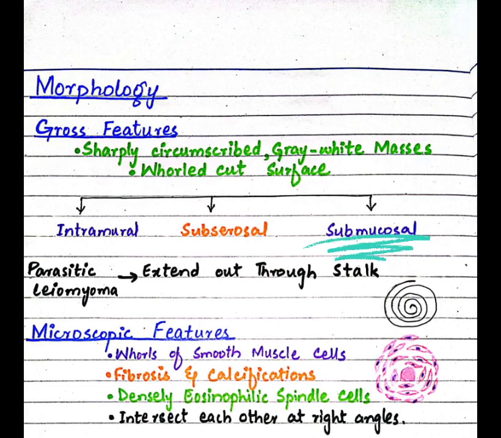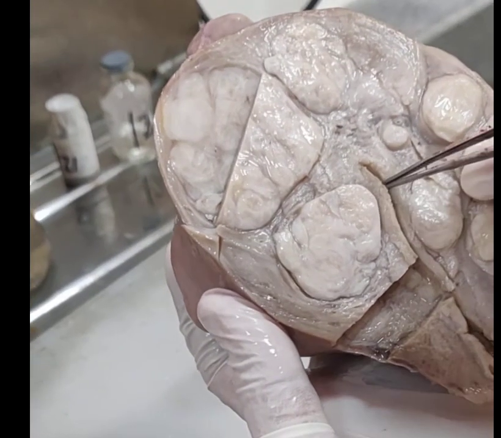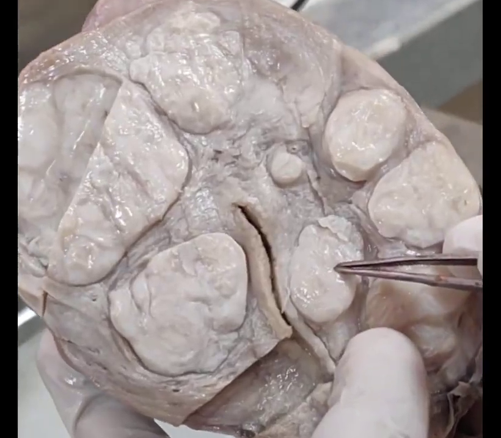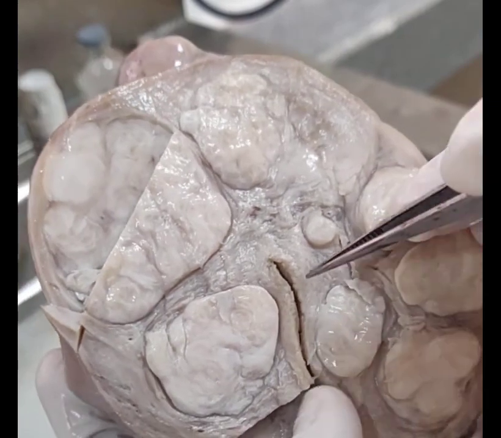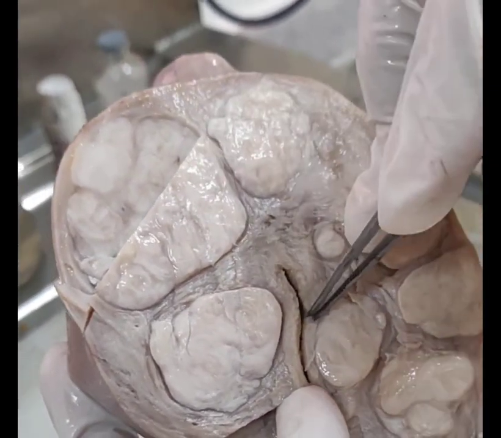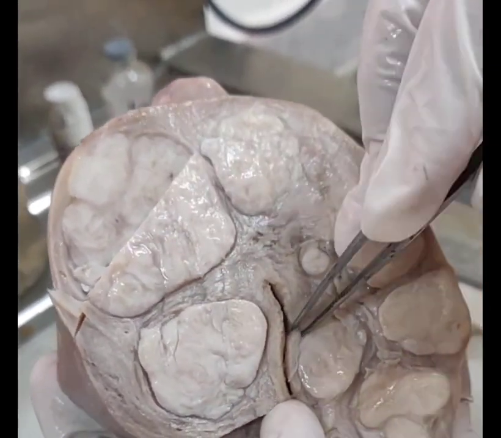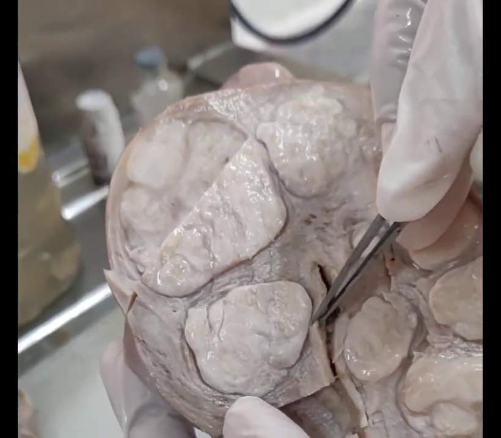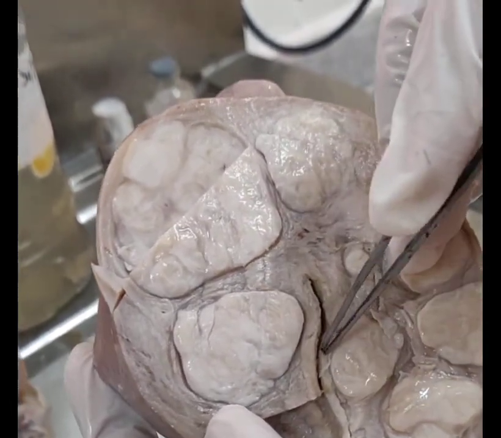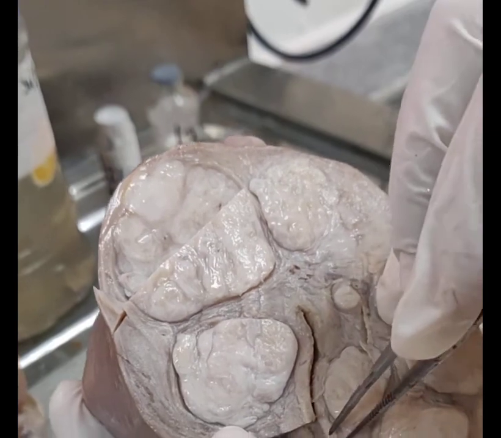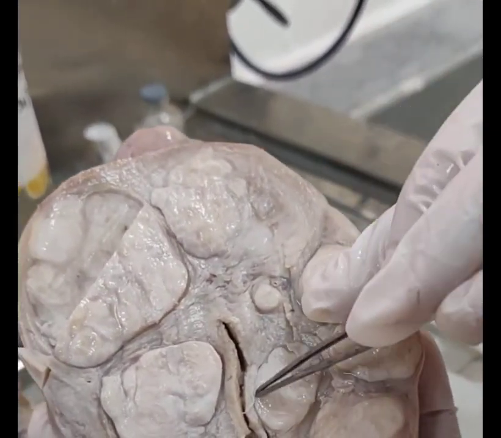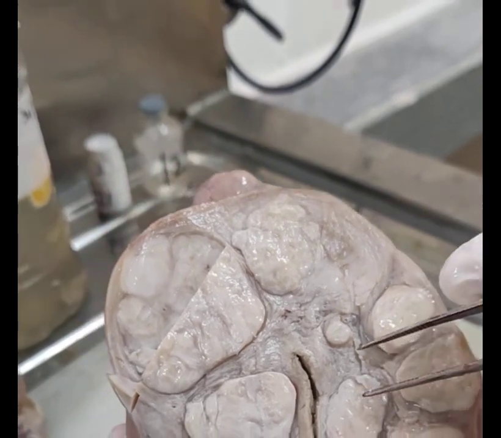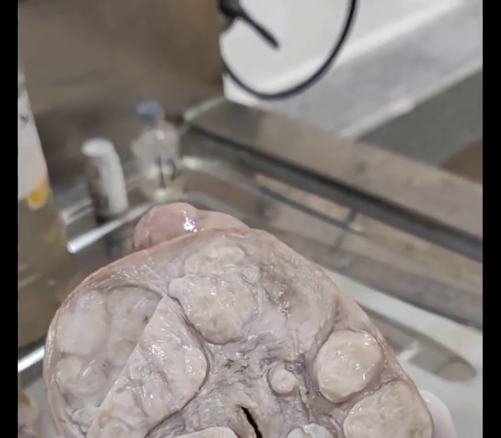Then the third type is the submucosal fibroid. This is the endometrial cavity, and this type is known as submucosal fibroid because it is present beneath the mucosa, or we can say that it is present beneath the endometrial lining. Here you can see this is the endometrial lining and it is present beneath the endometrial lining, or beneath the mucosa. So it is the submucosal type of fibroid.